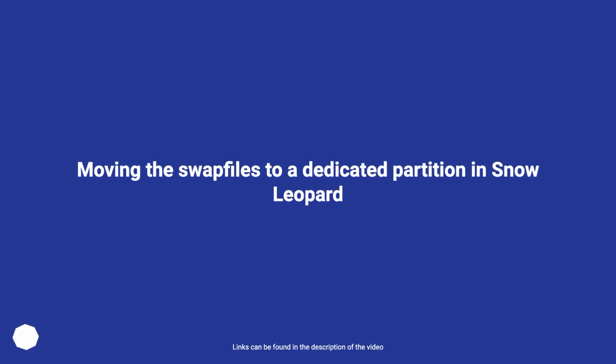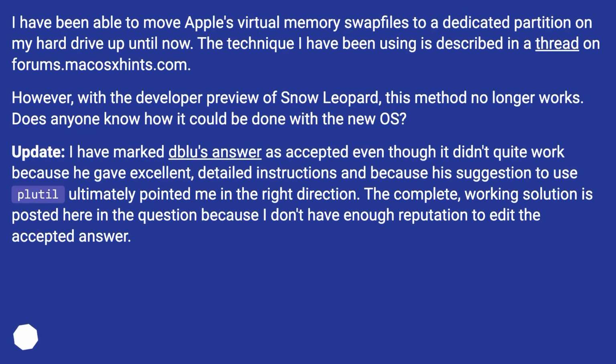Moving the swap files to a dedicated partition in Snow Leopard. I have been able to move Apple's virtual memory swap files to a dedicated partition on my hard drive up until now. The technique I've been using is described in a thread on forums.macos.com. However, with a developer preview of Snow Leopard, this method no longer works. Does anyone know how it could be done with the new OS?